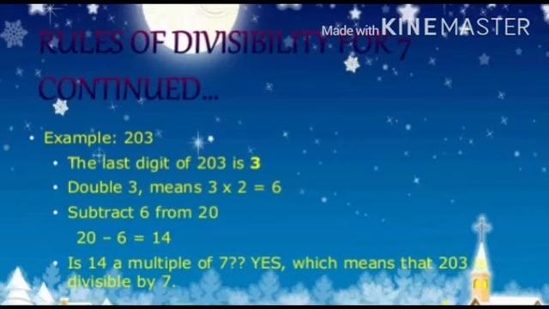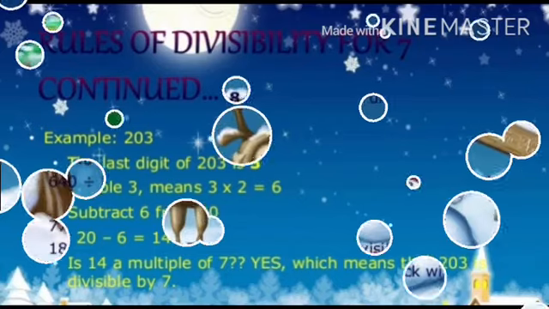Suppose the number is 203. The last digit of 203 is 3, which means we have to double the 3. It becomes 3 times 2, which is equal to 6. Subtract 6 from the rest of the number. The rest of the number is 20. So 20 minus 6 is 14. Is 14 a multiple of 7? Yes. 7 times 2 is 14, which means that 203 is divisible by 7.